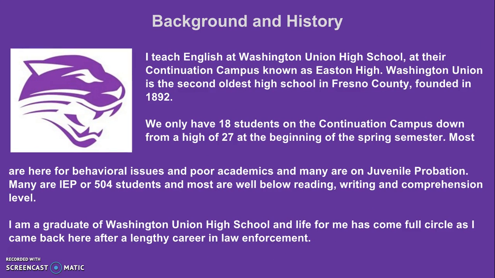Background and history. I teach English at Washington High School at their continuation campus known as Easton High. Washington Union is the second oldest high school in Fresno County, founded in 1892. We only have 18 students on the continuation campus, down from a high of 27 at the beginning of the spring semester. Most are here for behavioral issues and poor academics, and many are on juvenile probation. Many are IEP or 504 students, and most are well below reading, writing, and comprehension level. I am a graduate of Washington High School, and life for me has come full circle as I came back here after a lengthy career in law enforcement.